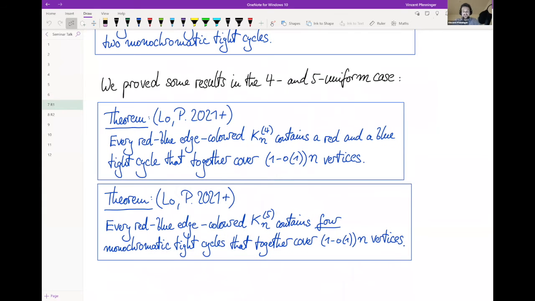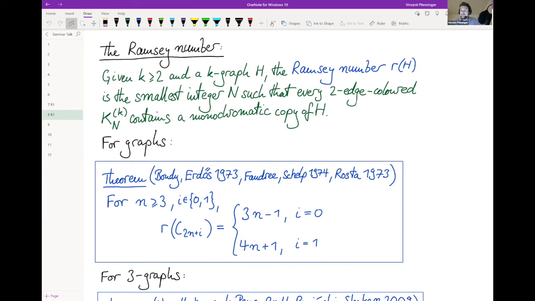So then we also considered problems in a related area, namely in the Ramsey theory for hypergraphs. This turns out to be quite related in the approach that we take. So what is the Ramsey number for hypergraphs? Given a uniformity k at least 2 and a k-graph H, the Ramsey number R(H) of H is the smallest integer n, such that every 2-edge-colored complete k-uniform hypergraph on n vertices contains a monochromatic copy of H.